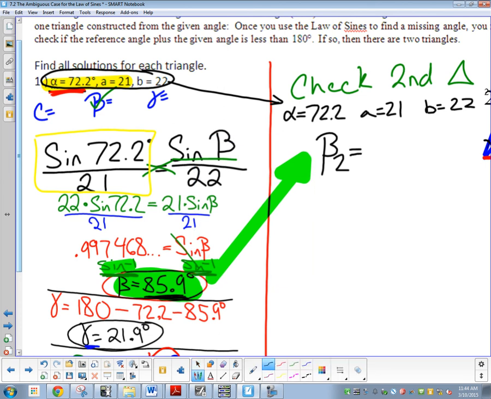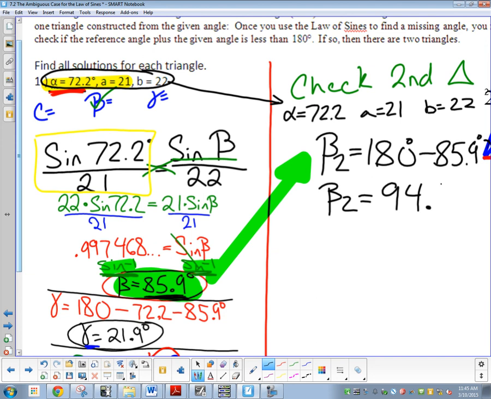So here's how we do that. It's really simple. To find the second option for beta, you're going to take 180 degrees minus whatever you found for that angle. So I found 85.9 for that angle, so that's what I'm going to subtract, 85.9. That will tell me my second option for beta. So in my calculator, I'm going to take 180 minus 85.9 and get 94.1 degrees. That is what beta 2 is.